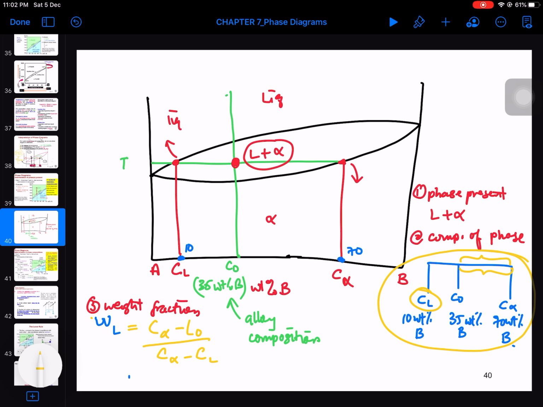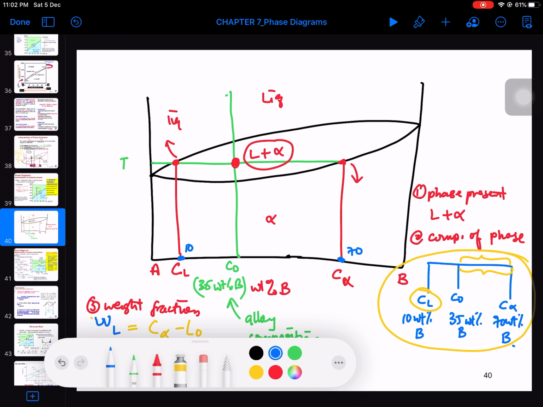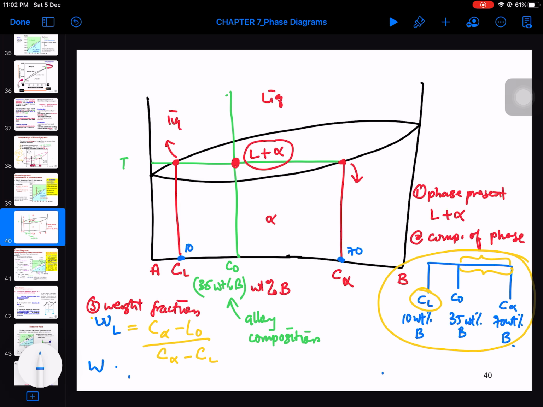And vice versa for W alpha. Because we are looking for alpha, it's on this side, so we have to get the length of the opposite side. The length of the opposite side is C naught minus C L over the whole length of the line, which is C alpha minus C liquid. So you'll get the weight fractions.